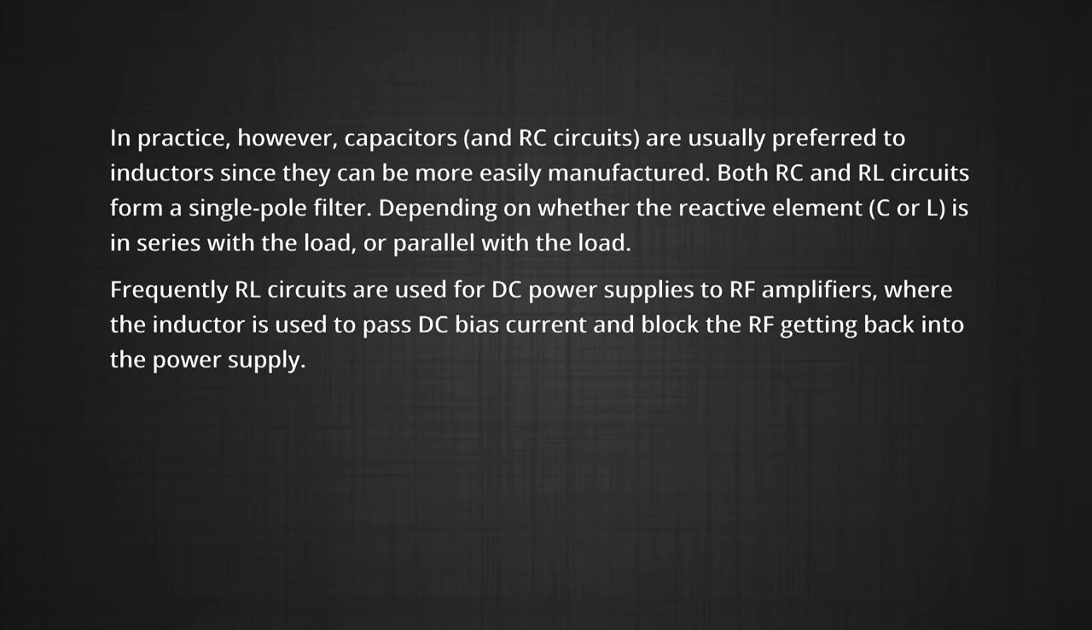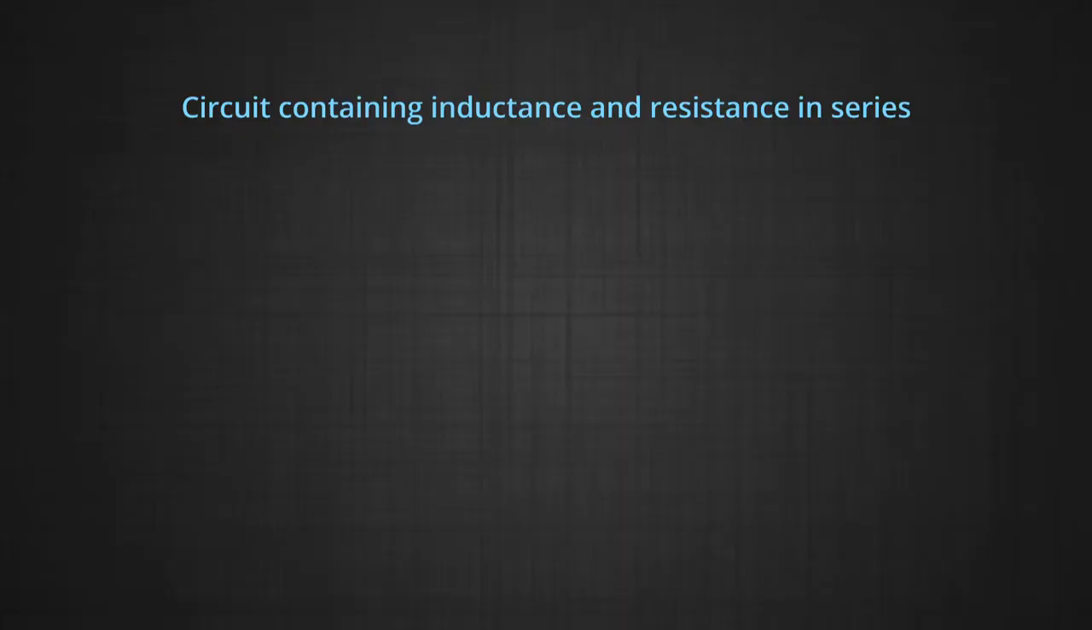Frequently, RL circuits are used for DC power, and they are also used in RF amplifiers, where the inductor is used to pass DC bias current and block the RF back into the power supply. Now, here we will start with a circuit containing inductance and resistance in series.